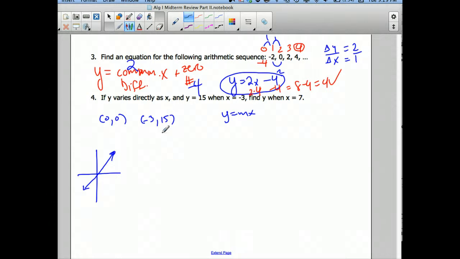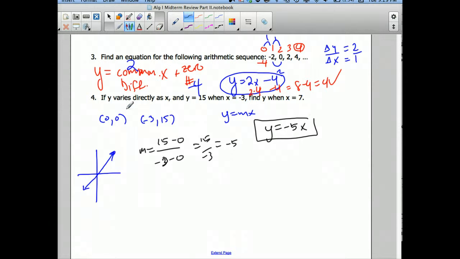So first we get our slope. That's 15 minus 0 over -3 minus 0. And that gives us 15 over -3, which equals -5. So that's our slope. So our equation is y equals -5x. That's the equation that is direct variation and contains these points. When x is -3, y is 15.